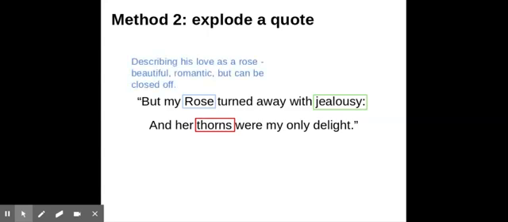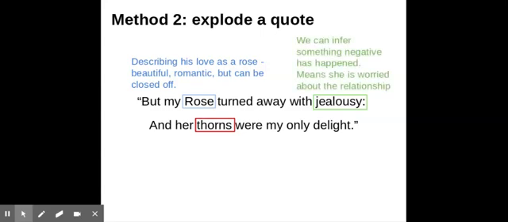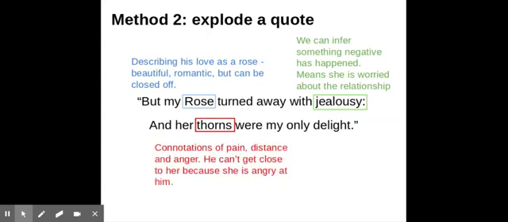Rose, like we said before, he's describing his love as a rose, beautiful, romantic, but can be closed off. The word jealousy, something's going on here. His love is jealous of something, negative has happened. She's worried about the relationship. Maybe there's somebody else. So what he's left with is the rose's thorns, connotations of pain, distance, and anger. He can't get close because she's so angry. And you've just dug a little bit deeper there into every word. So that's really important for connotations.